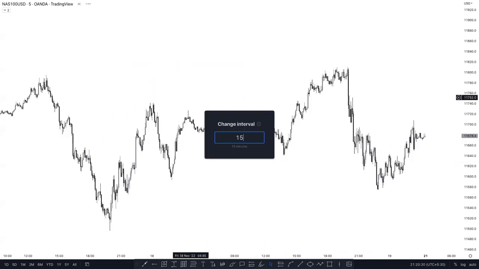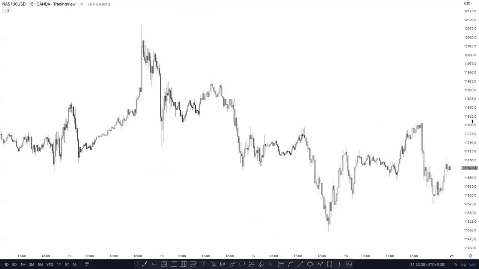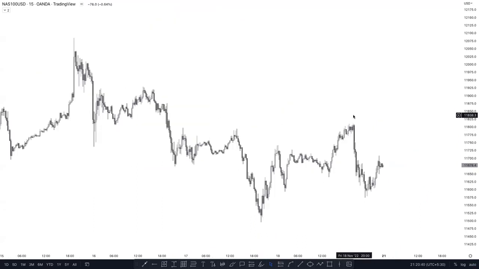Switch into 15-minute. So in this leg, which part do you want to backtest?